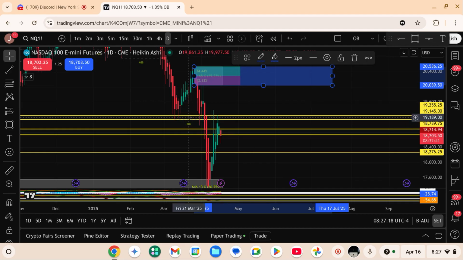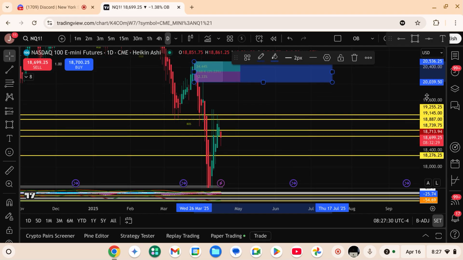But this first one here, if it breaks this, that would be a big resistance for it. That's all these really are. It's like strong support or resistance where price should struggle at or where it would look to reverse at. That's what these daily or previous day highs and lows are. It's like super strong support and resistance.